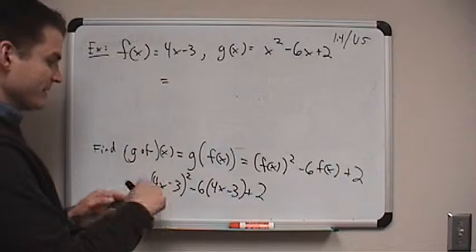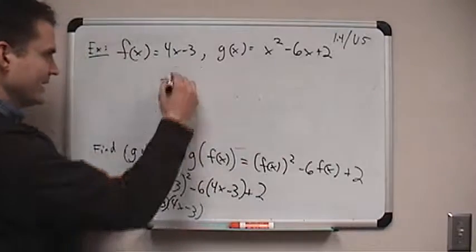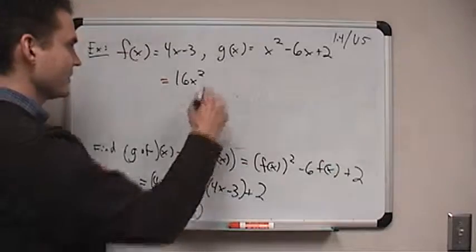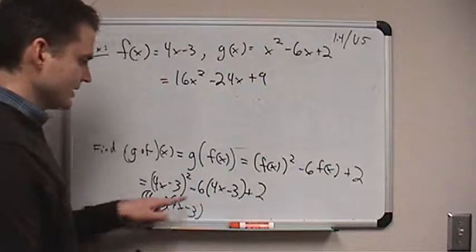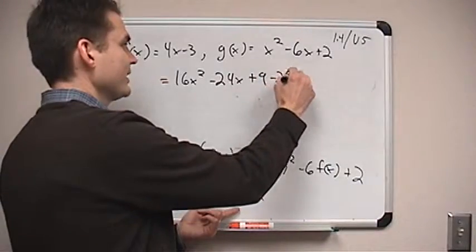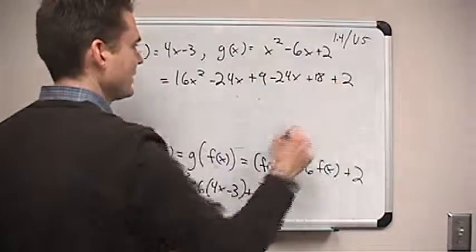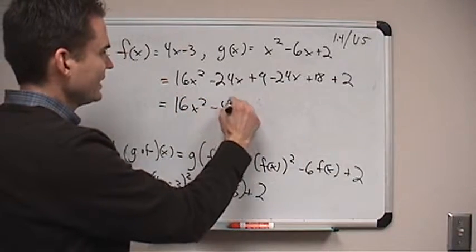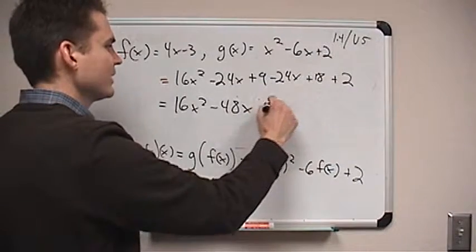Well, I have to square this, so I have to take 4x minus 3 and FOIL that with 4x minus 3. That'll give me 16x squared, minus 12x, minus 12x, that's minus 24x, plus 9. And then I'm going to simplify this middle term here. Negative 6 times 4x minus 3 will be negative 24x plus 18, and then finally plus 2. So if I collect all the similar terms, I get 16x squared minus 48x, and then it looks like 27 plus 2, it's 29.